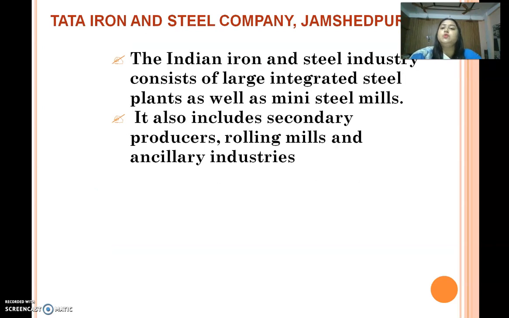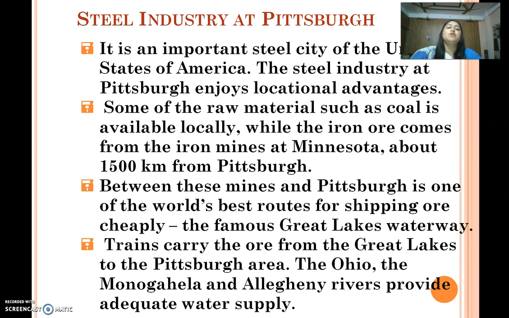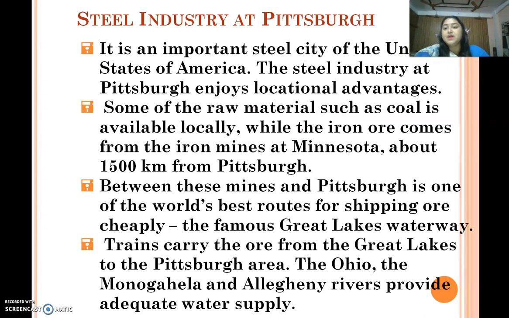Now let's move on to USA. But before USA, you need to go through this important slide as well. The Indian iron and steel industry consists of large integrated steel plants as well as mini steel plants. It also includes secondary producers, rolling mills, and ancillary industries. So these are all parts of the iron and steel industries. The mills and the various steel plants are all dependent on the Indian iron and steel industry for their raw materials. All right, so finally, let's move on to Pittsburgh, that is USA.